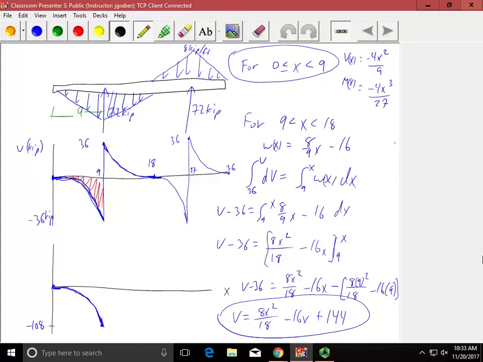We can plug in x equals 0. If we plug in x equals 9, we should get 36, which it looks like we do. If we plug x equals 18, we should get 0. All right, so we can check that and make sure that it's right.